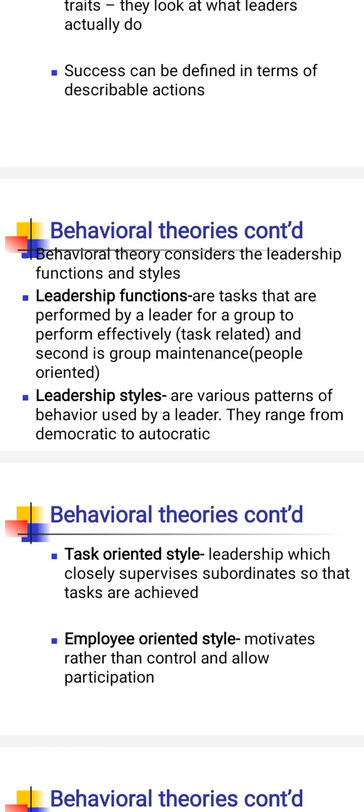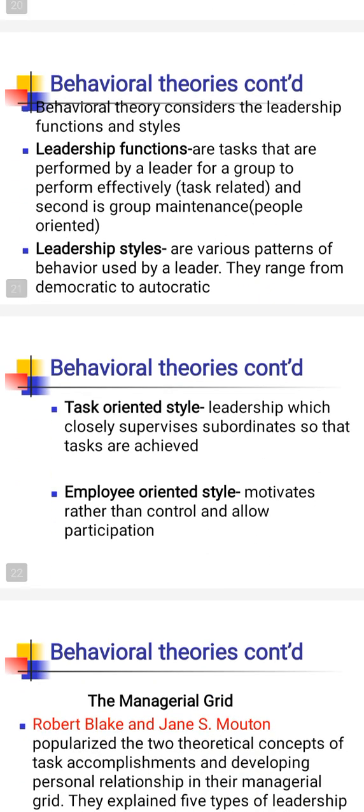The leadership functions are the tasks that can be performed by a leader for a group to perform effectively. And leadership styles are various patterns of behavior used by a leader. The styles may be democratic or autocratic, as we looked at in the introduction, the different styles. Then the functions are the tasks performed by a leader.